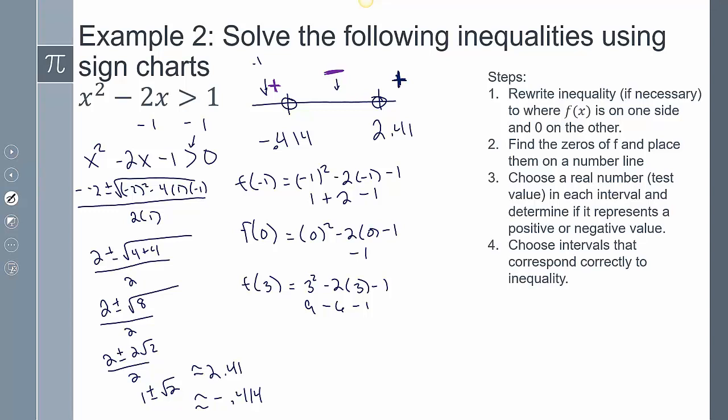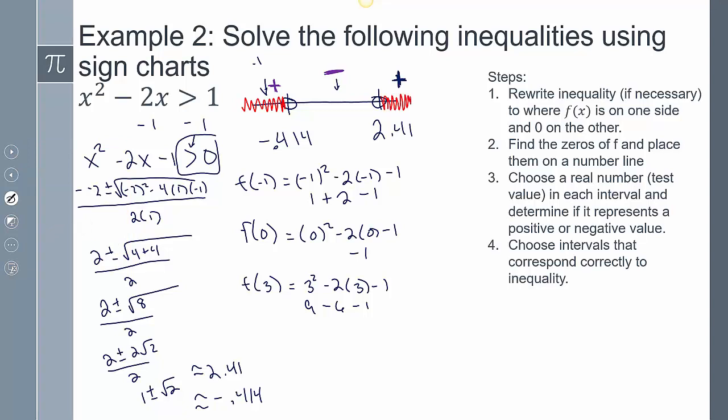So now that I have my regions, I need to choose the interval that corresponds correctly to the inequality. Well, this statement here says greater than 0. Numbers that are greater than 0 are positive numbers. So my solution is going to be the positive regions. So that's here, and that's there.